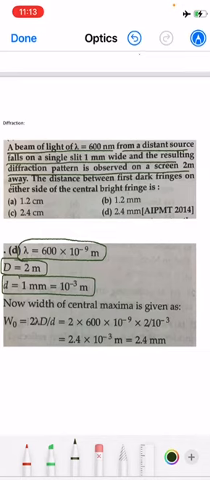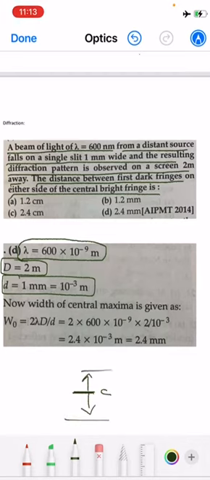But if you are still not aware from the theory, the smaller value is always small letter d and the bigger value is always capital letter D. Now they are asking what is the distance between the first dark fringes on either side of the central bright fringe. If we have a central bright fringe, we need to find the distance between the two dark fringes, or in other words, they are asking us the width of the central maximum.